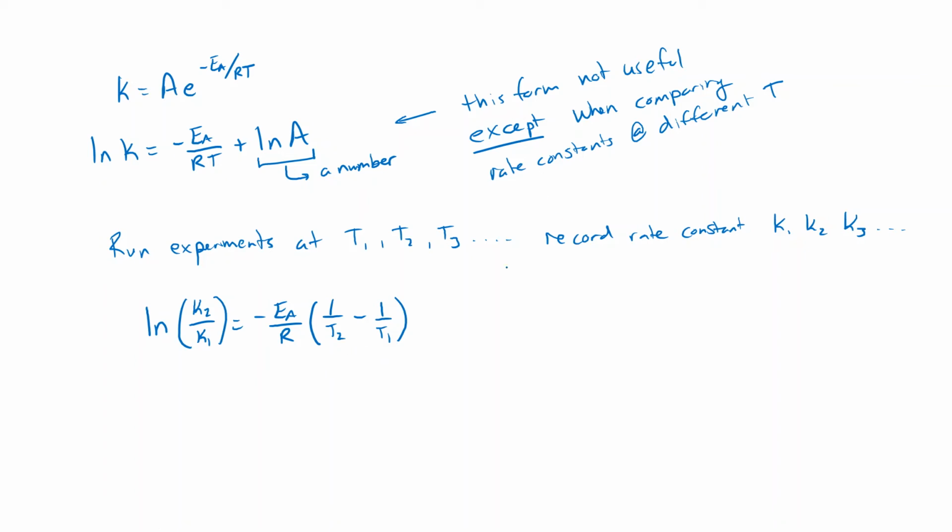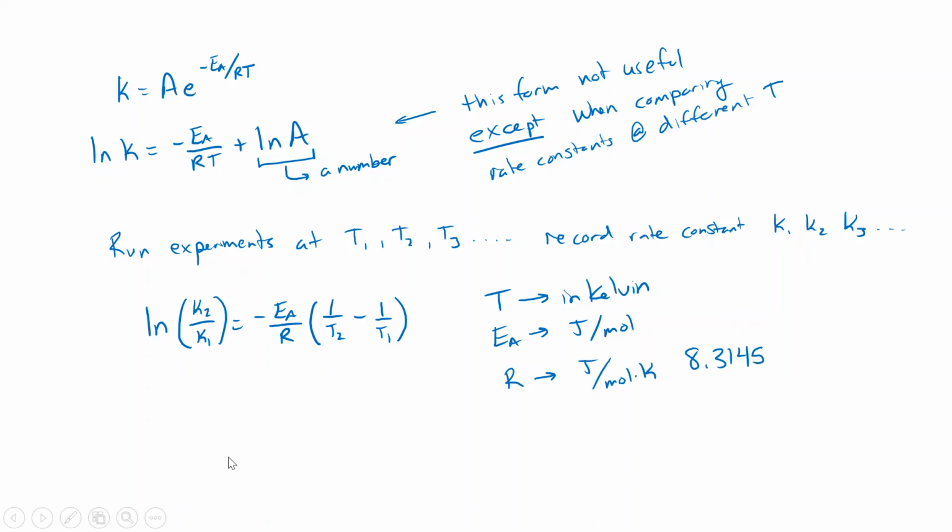All right, so a couple of things here. Your temperatures need to be in Kelvin. Your activation energies are in joules per mole, and that means that your R value is going to be in joules per mole Kelvin. You can look up this value. The gas constant in joules per mole Kelvin is 8.3145. I think I've got that right. Yeah, so 8.3145 joules per mole Kelvin. So you'll just plug that in for R, make sure that your units over here match up, and then you can solve this.